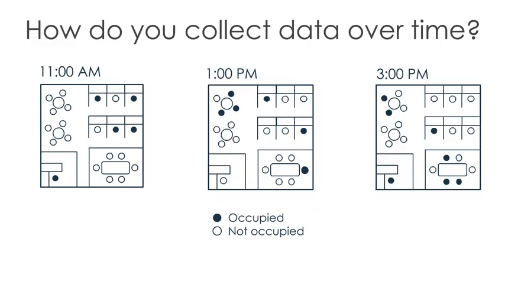So when you ask yourself, how do you collect data over time? You'll see here that throughout the course of a day, certain spaces are occupied and then become unoccupied. In order to measure utilization, you need real-time data to understand not only how many spaces are occupied, but also what people are doing in these spaces. These questions can illuminate utilization trends and answer the questions we asked a little bit earlier. But it requires having a survey tool.